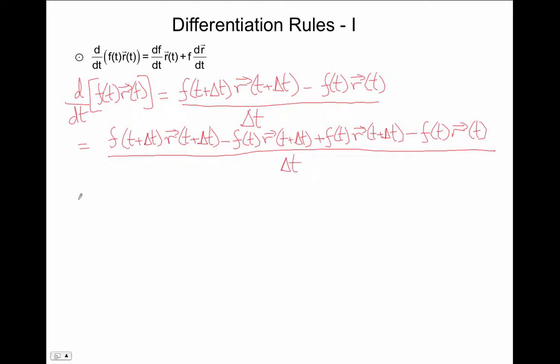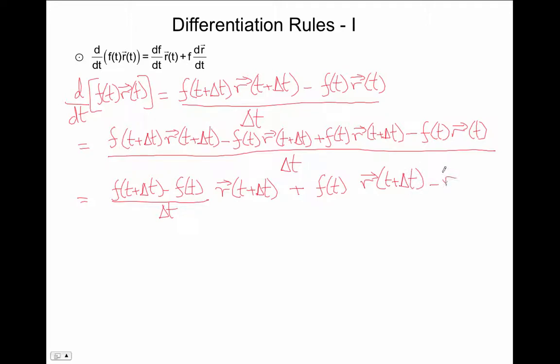Now, the advantage of writing it in this way is that I can write now this thing, f of t plus delta t minus f of t, and divide this by delta t, and here there'll be r of t plus delta t. So I've taken the first two terms, and now I'm going to take the last two terms, which is the following, f of t and then r of t plus delta t minus r of t divided by delta t. So we now have an algebraic equality.